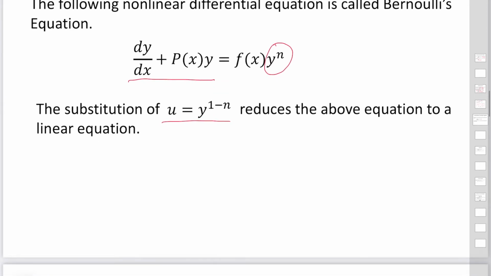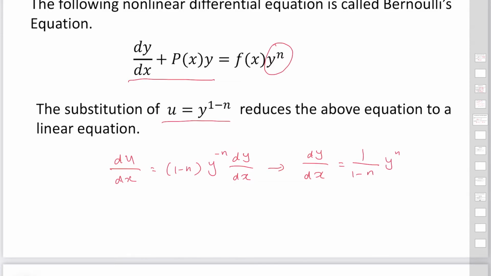Then if you want to find the derivative of u with respect to x, it becomes 1 minus n times y to the minus n times dy/dx. So from this equation, dy/dx is expressed as 1 over 1 minus n times y to the n times du/dx.